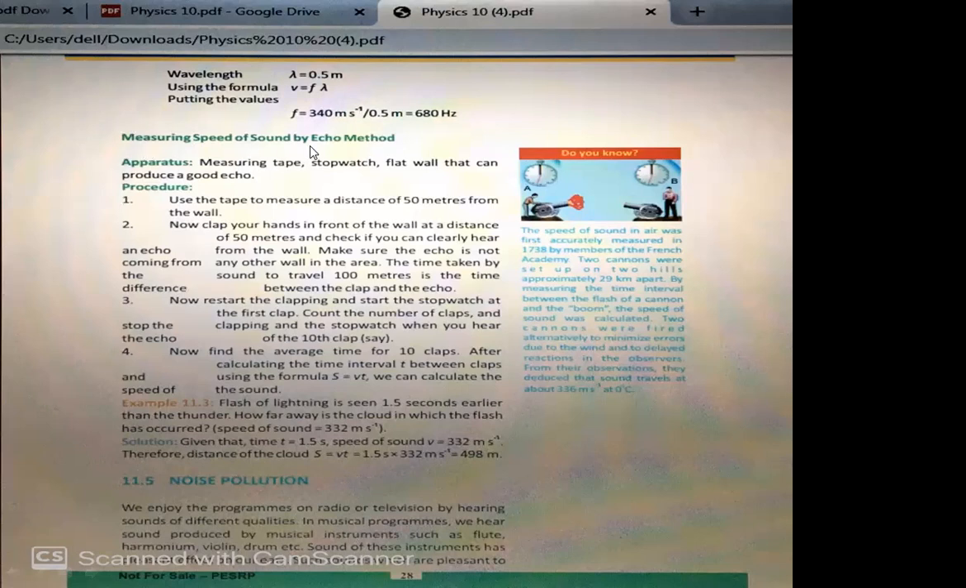Thank you. Measuring the speed of sound by the echo method. Last lecture, we did the numericals up to here, but today's lecture is measuring the speed of sound by the echo method. How can we measure the speed by the echo method? The apparatus required, this is an activity you can perform by yourself at home: a measuring tape, a stopwatch, and a flat wall that can produce a good echo.